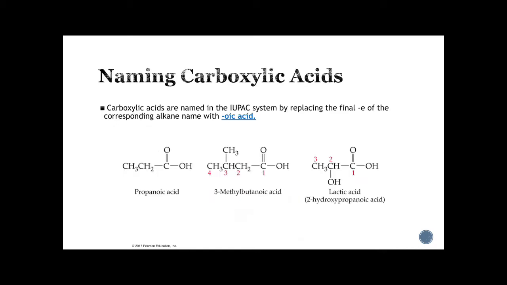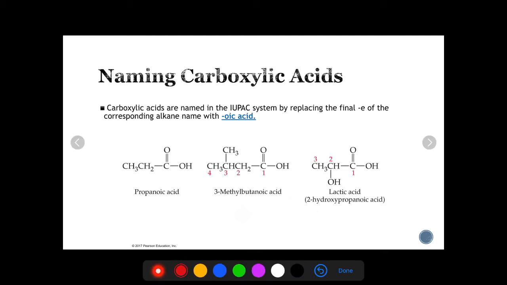Okay, so to name carboxylic acids, we replace the E of the corresponding alkane with oic acid. So we number the carbon chain, beginning with the carbon in the carbonyl group. So here's some examples. Here we have 1, 2, 3 carbons, so we know that's propane. But then to name the carboxylic acid, we just remove the E and then put oic and then acid. Propanoic acid.